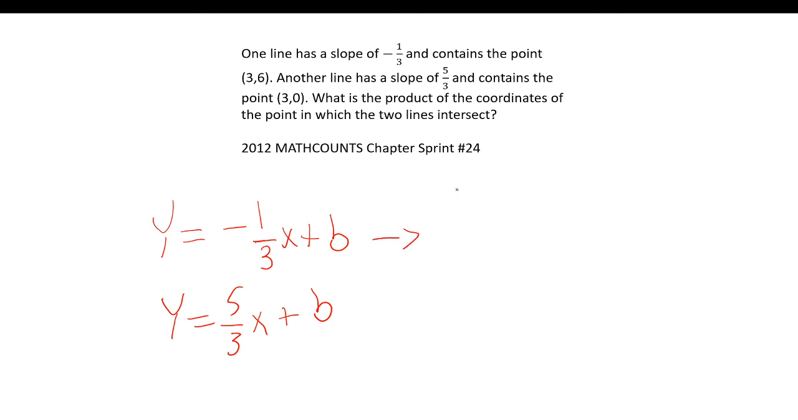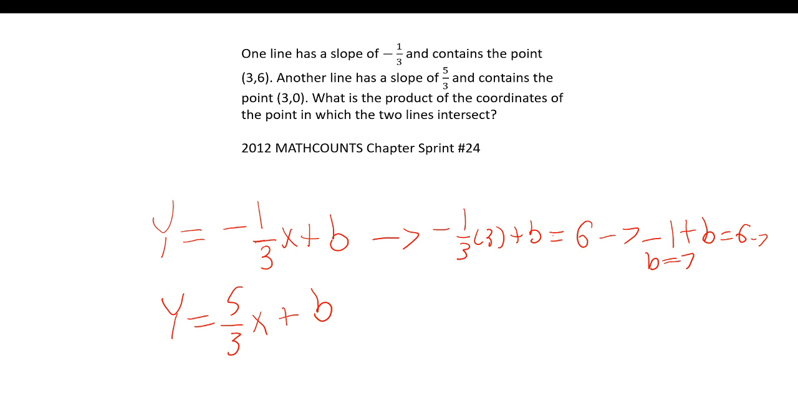So now, when x is 3, negative 1/3 times 3, y is just 6. And these cancel, so we're left with negative 1 plus b equals 6. Now we can figure out from that b equals 7. So we found one piece of the problem. We know that b, which is the y-intercept of this line, is equal to 7.